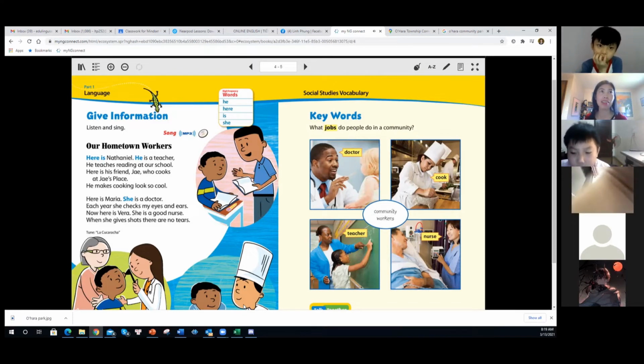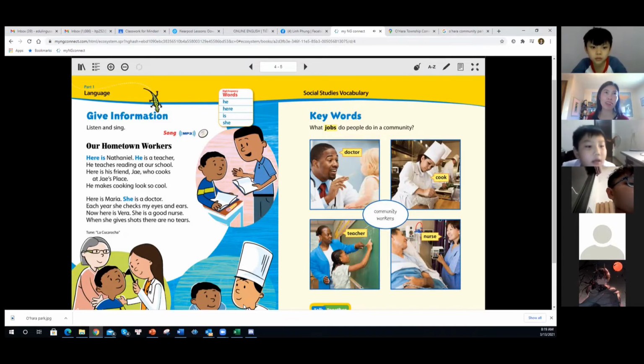Here is Nathaniel, he is a teacher. He is reading at our school. Here is his friend, Jay, who cooks at Jay's place. He makes cooking look so cool. Here is Maria, she is a doctor. Each year she checks my eyes and ears. Now here is Vera, she is a good nurse. When she gives shots, there are no tears.